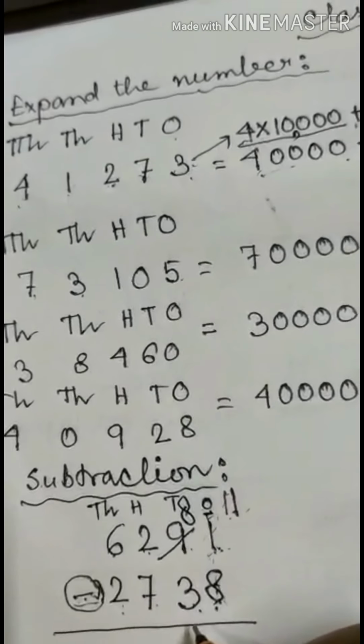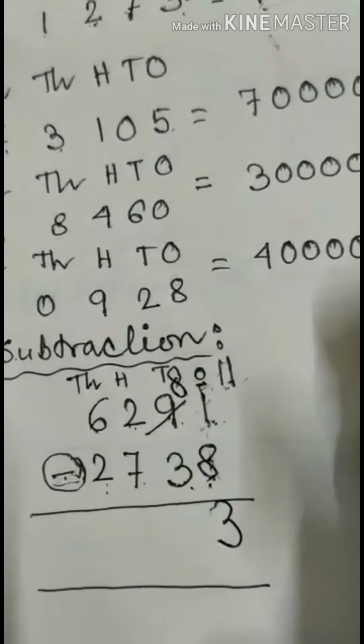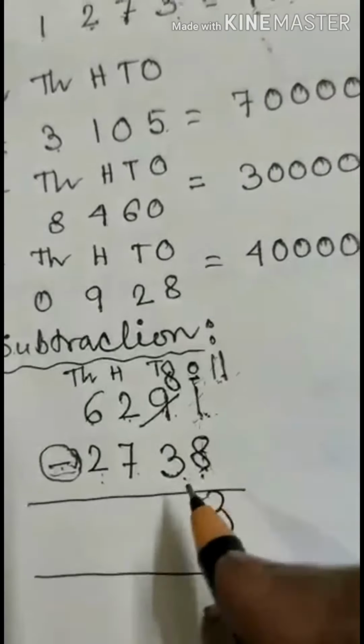Now minus 8 from 11. Count after 8: 9, 10, 11. That is 3. Right? 3. Now subtract 3 from 8, not from 9. Count from 3 to 8: 3, 4, 5, 6, 7, 8. That is 5.